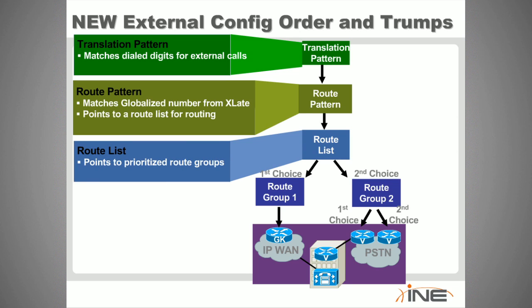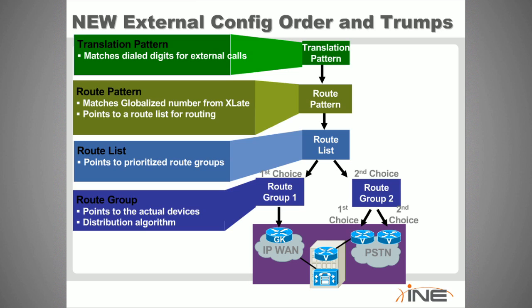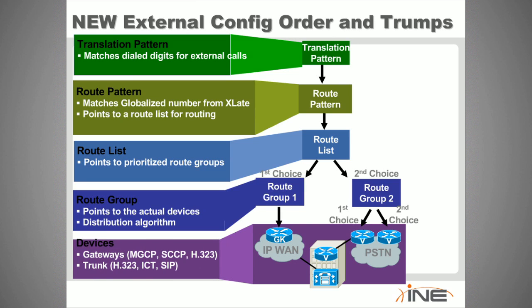The route list points to a prioritized set of route groups, or maybe just one route group. The route groups point to the actual devices, possibly one in our CUCM lab, our CCIE lab environment. Each route group will only contain one gateway or trunk. Well, typically, there might be occasions where we'll have multiple. Not in this module, but there definitely will be at some times. Probably when we get to CUBE, we'll take a look at a very good reason why we might have multiple trunks inside of a route group. And then they have their distribution algorithm, either top-down or circular. And then we've got the devices themselves, the gateways and trunks, right?